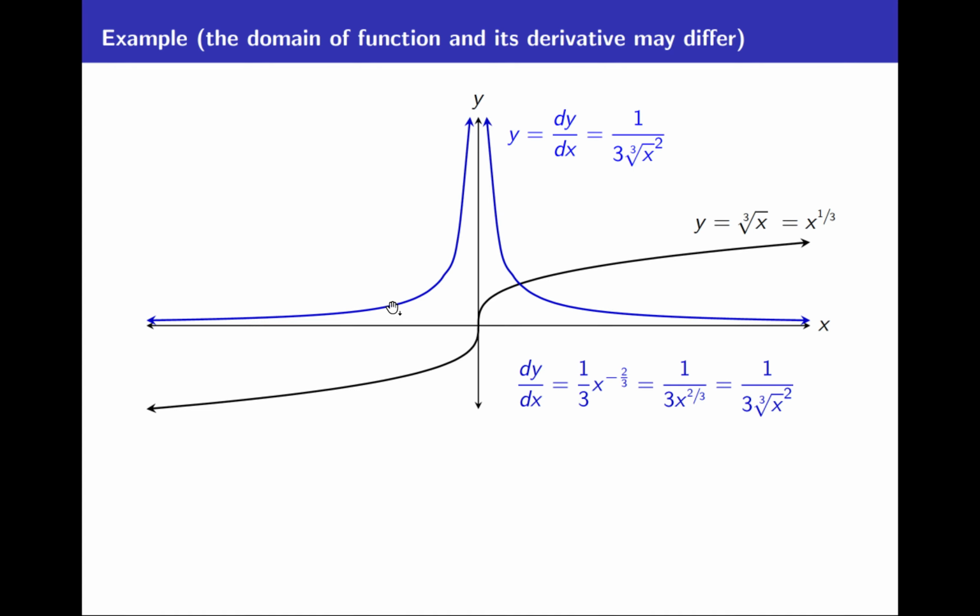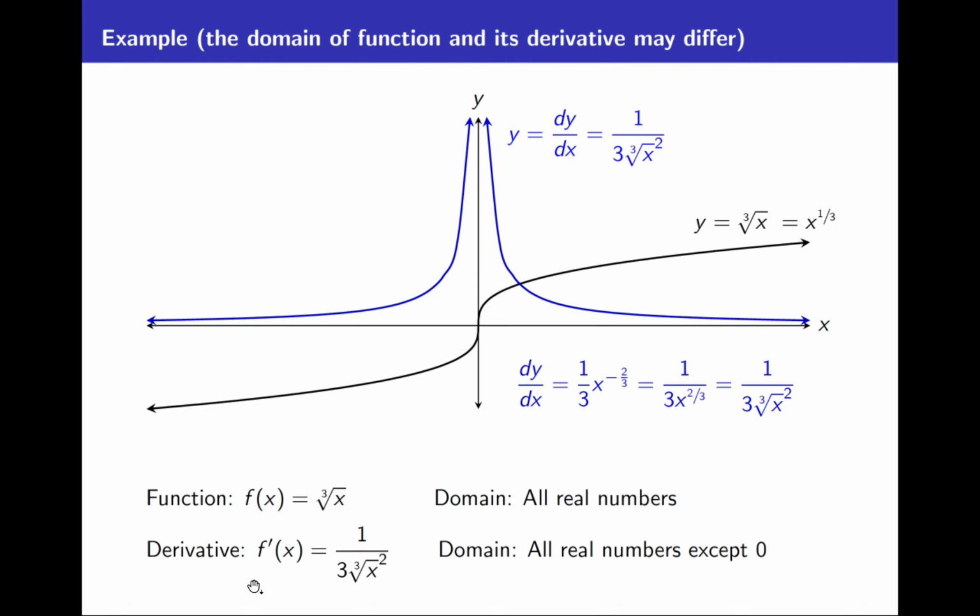It's positive for every other value, reflecting the fact that these slopes were always positive. But right here, where you had a vertical tangent line, you get a vertical asymptote in the derivative. So the derivative is not defined at x equals 0. For this function, the cube root of x, the domain was all real numbers. However, if you take the derivative, the domain is all real numbers except 0. You could plug 0 into the function, but not into the derivative.